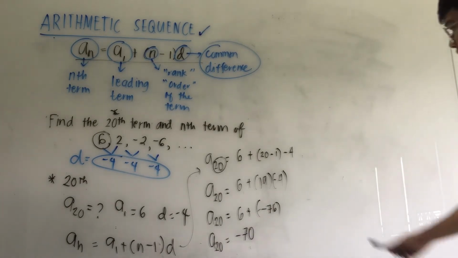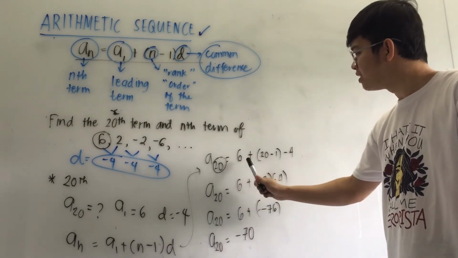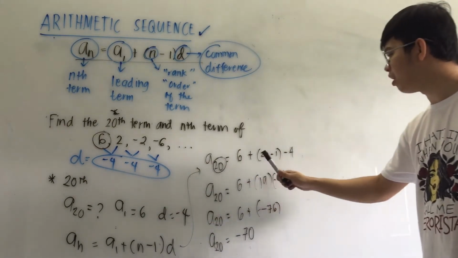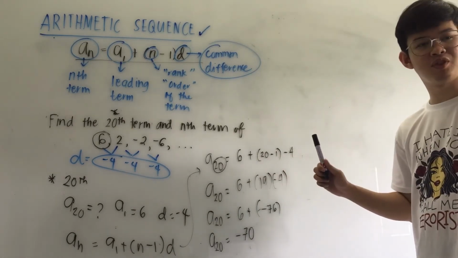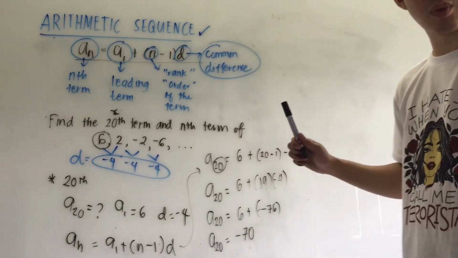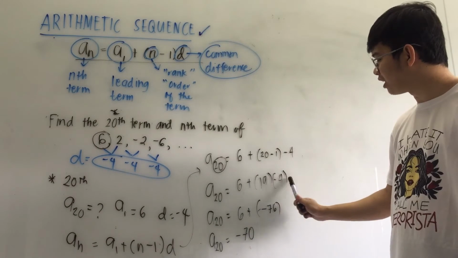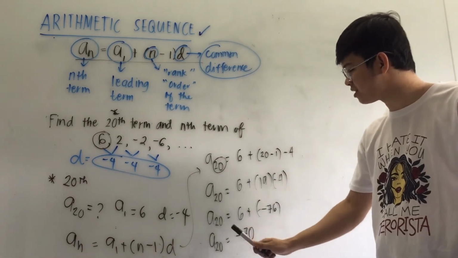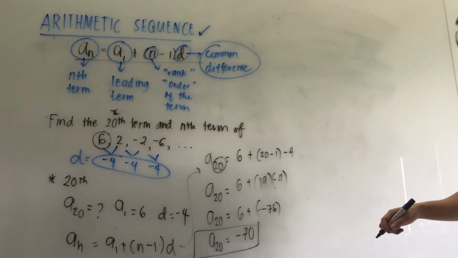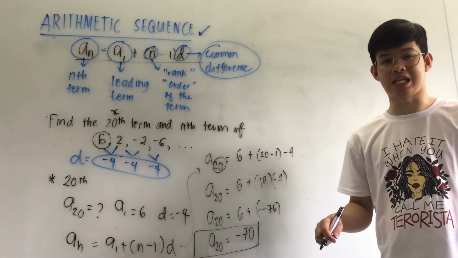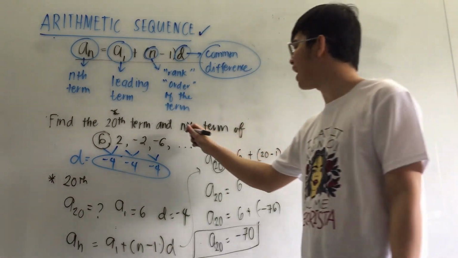So 20th term. Is it correct? Again, a neat formula, a sub 20. 6 is your a sub 1 plus 20 minus 1. Let me just check if I copied the correct sequence. Okay. And then 20 minus 1 is 19 times negative 4 is negative 76 plus 6 is negative 70. So therefore, your a sub 20 or your 20th term is negative 70. Okay? Clear? Now, let's solve for the nth term.